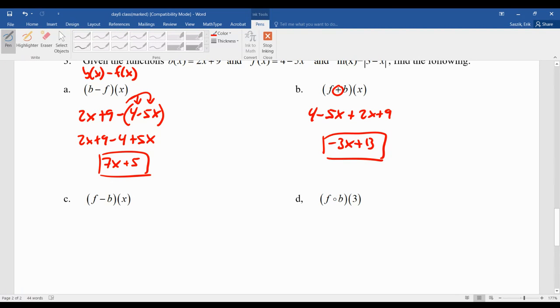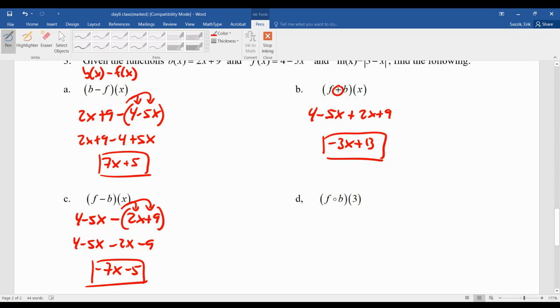So now this one's just like the one above it. So you should try it yourself. It's just that it's reversed. We're doing f of x, which is 4 minus 5x, minus b of x, which is 2x plus 9, but I need those parentheses. So I bring this down, I distribute negative times a positive, I combine like terms, -5x and -2x is -7x. And remember, it's 4 minus 9 is -5.